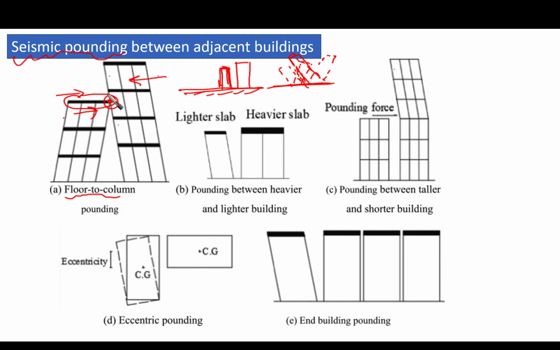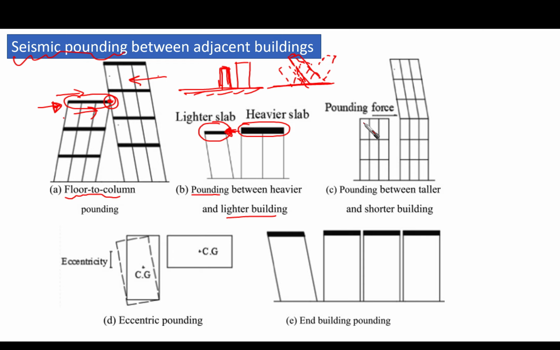The column definitely would not be able to withstand this great amount of energy that is going to be transferred from this building to this building at the column point. Other cases are pounding between heavier and lighter buildings. Building like this, the slab or the diaphragm is a lighter slab, and here we have a heavier slab. If there is pounding here, you are going to find this slab transfers a large amount of energy to this lighter slab building.